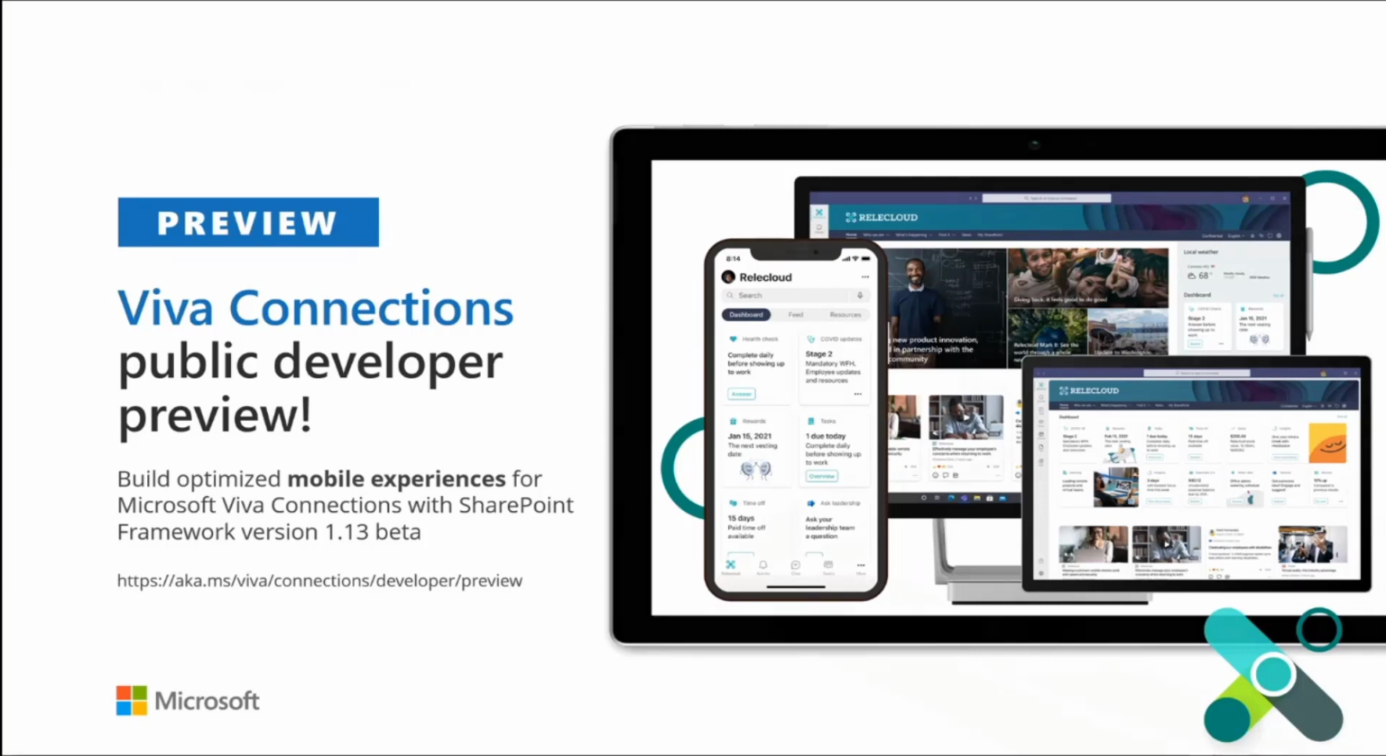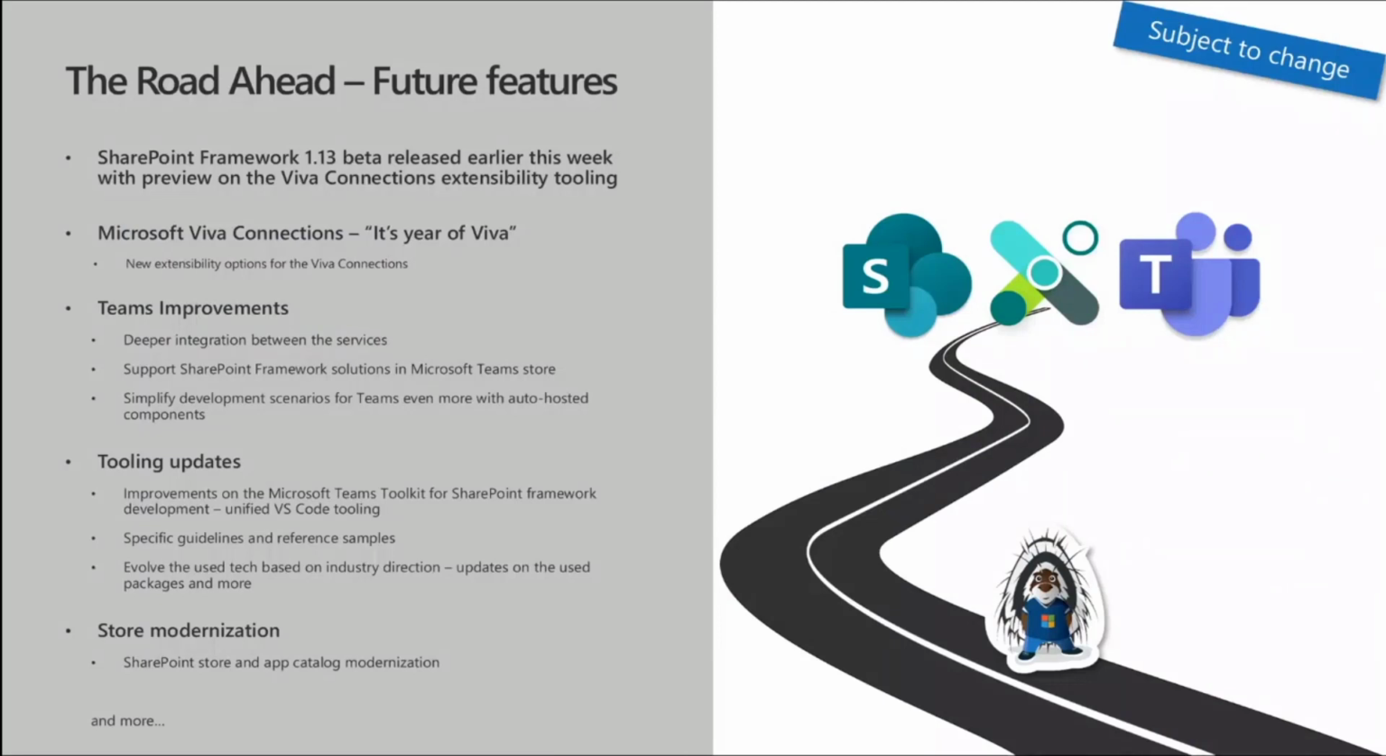So check us out. Road ahead, future features. That could be harder to say, I guess. SharePoint Framework 1.13 beta is out. That is part of the Viva Connections extensibility tooling for the preview.